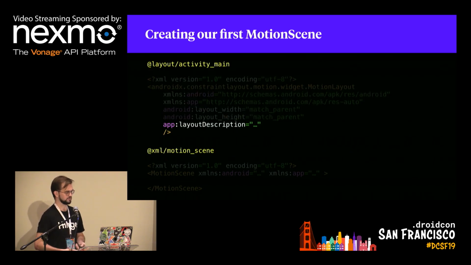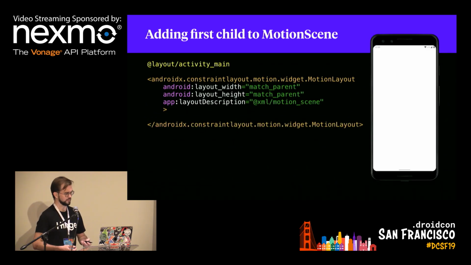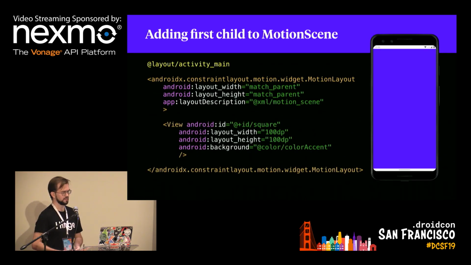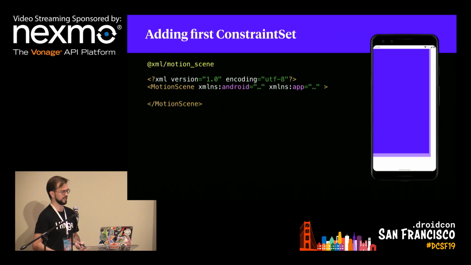So actually linking them is just as simple as saying @xml/motion_scene in the layout description, and it builds, and you have a white screen with nothing in it. That's boring. So we're actually going to add a child, and the first child is going to be 100 dp square, but there's no constraints yet, so even though this builds, it just goes full screen because there's no constraints. With ConstraintLayout, this would fail to build, but MotionLayout is a lot more forgiving because it's trying to ascertain whether your constraints are coming from your layout file or from the motion scene file, and it does its best job. So looking back at the motion scene file, we're going to add a constraint.